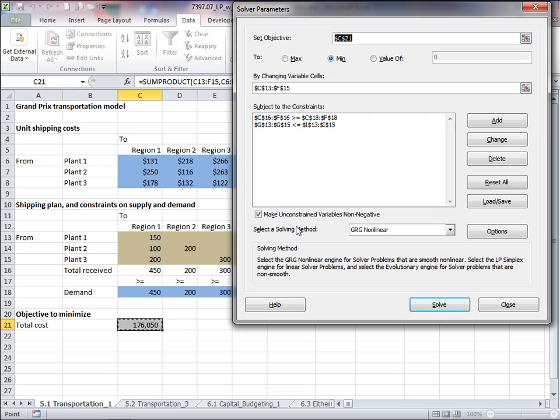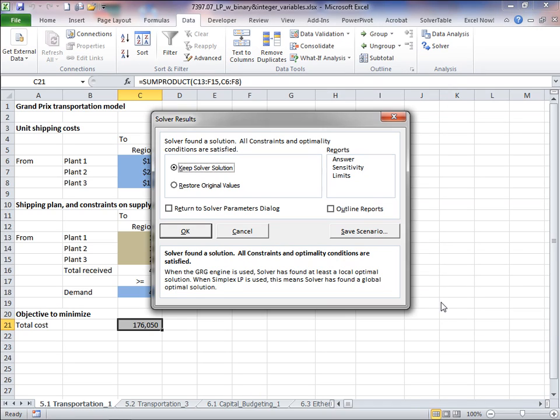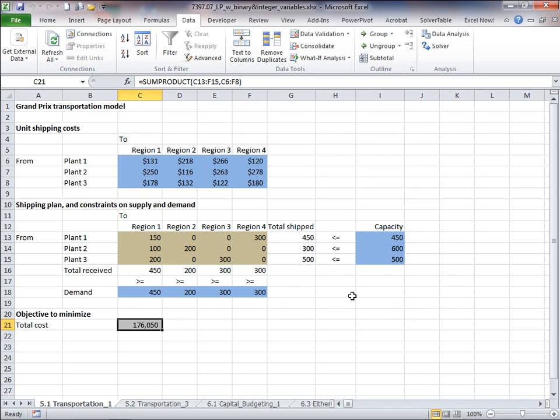Do I need to have my non-negativity constraint for this as well? Why? Because otherwise I'd ship negative quantities and that would reduce my cost, right? Plus it would increase my capacity if I ship negative quantities. And so finally, I'm going to choose the LP Simplex model. Now, before I hit solve, let's remember that answer, 176,050. And let's see what we get. Well, golly, we still got 176,050.